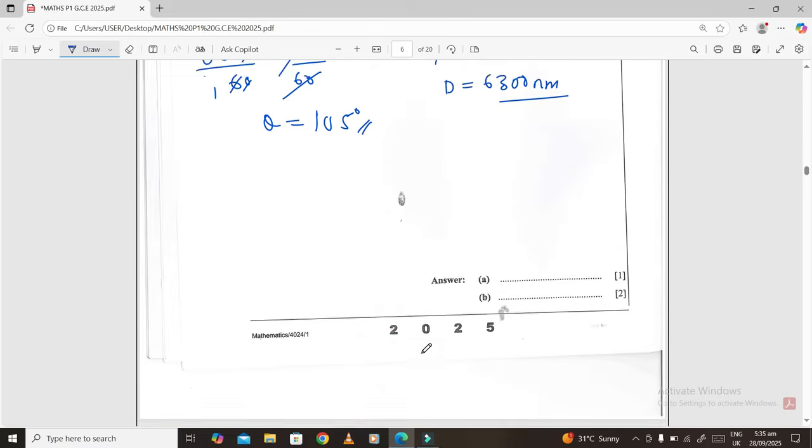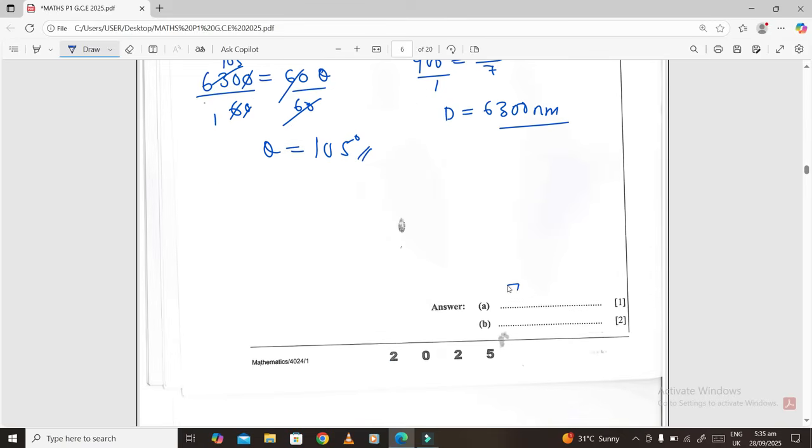So remember to write your answers here. The first answer was 7 hours. And for this one, the value of theta is equal to 105 degrees.